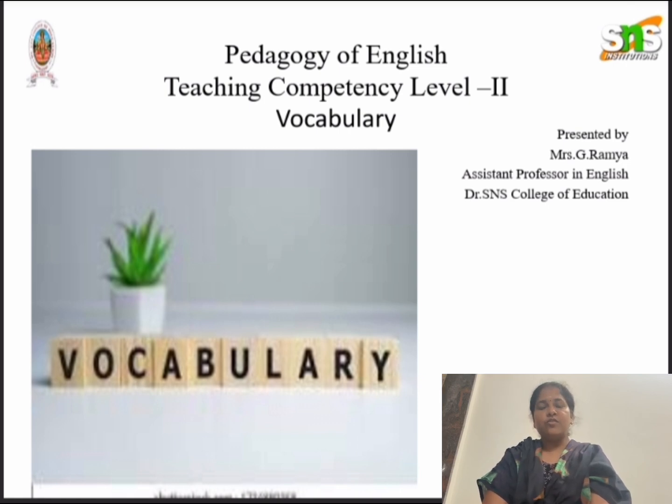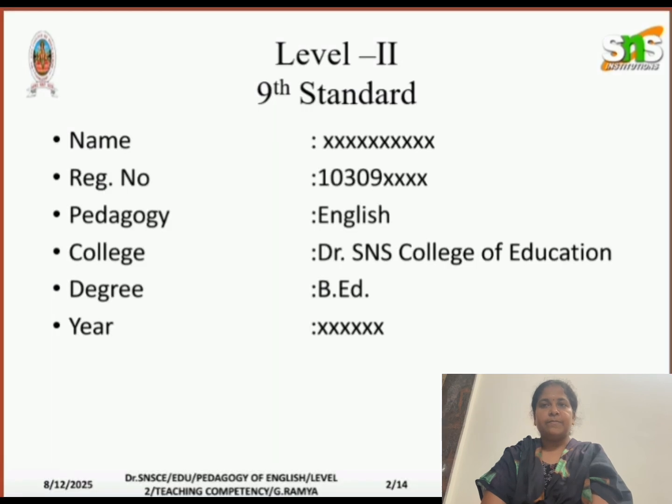It is a set of words, typically the set in a language or the set known as an individual. The word vocabulary originated from the Latin word vocabulum, meaning a word or a name. Come, let us see how to write a lesson plan for this vocabulary.